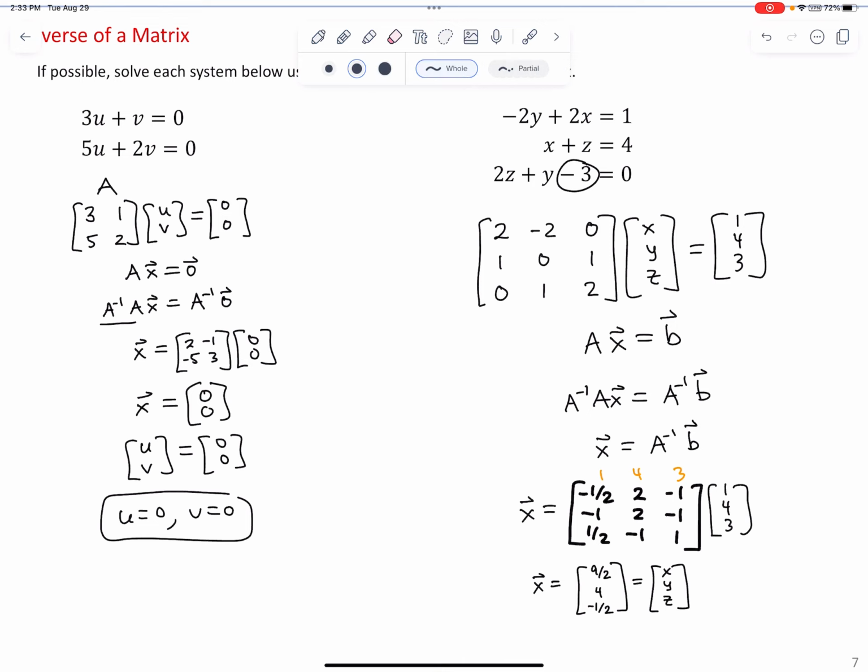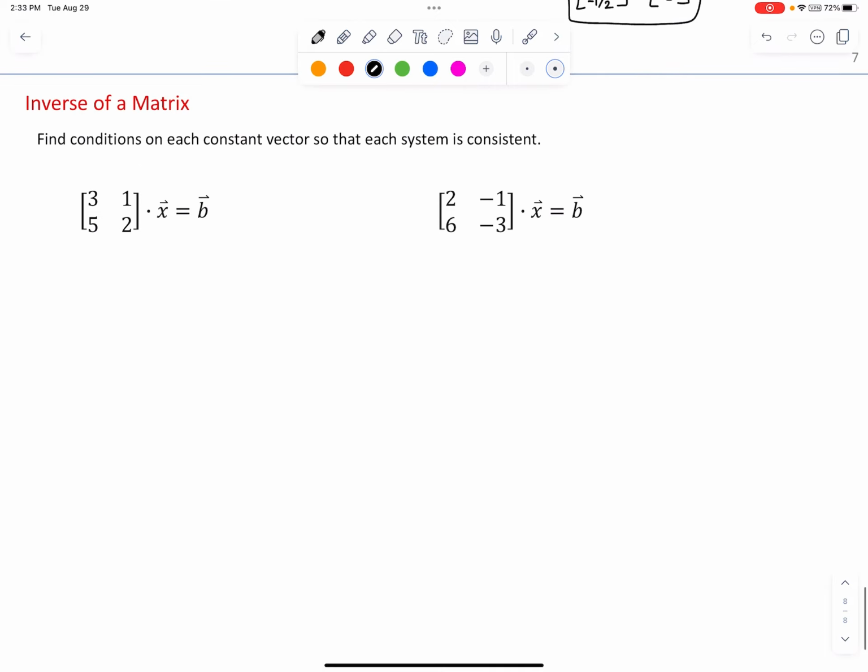Just plug these numbers back into the system and see that, in fact, you do get true statements. Okay, and let's go now to our final page. Find conditions on each constant vector so that each system is consistent.